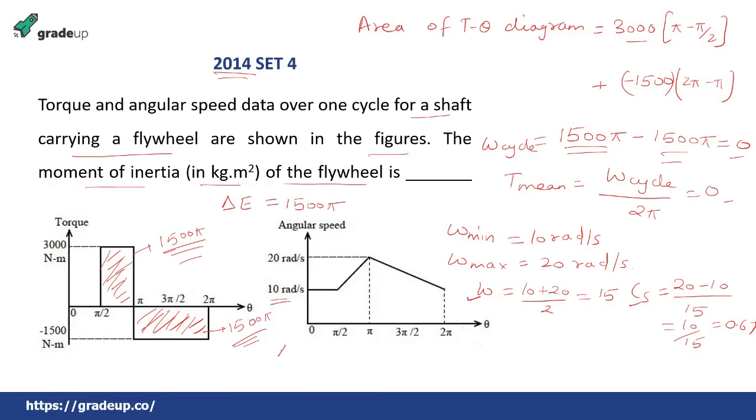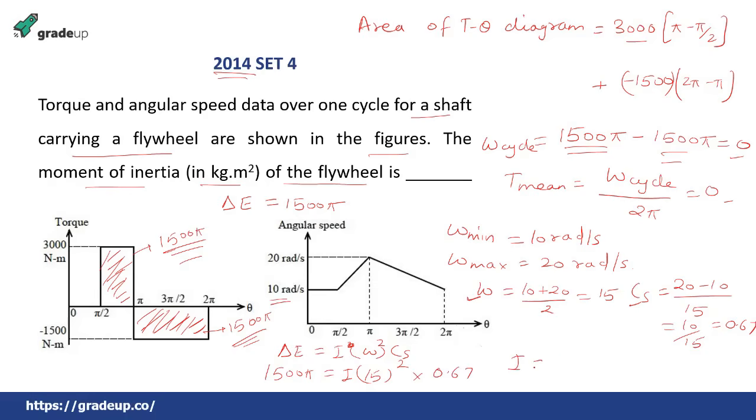Then the basic equation, delta E equal to I omega square Cs. So delta E is 1500 pi equal to I, need to calculate, omega is 15 whole square into Cs. What is Cs? 0.67.